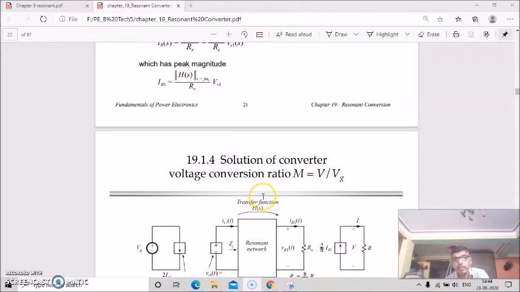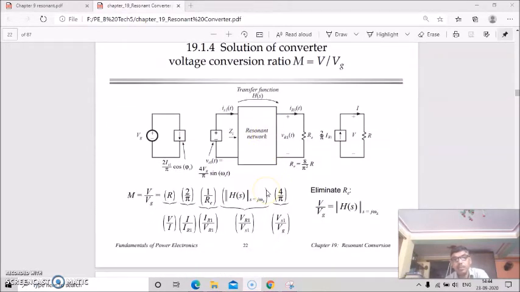And this is a solution for the converter voltage conversion ratio M = V/Vg. So this is the model. Actually this is the transfer function of the resonant network. So M = V/Vg. Put in all these values, and then eliminate Re. It will be like this.